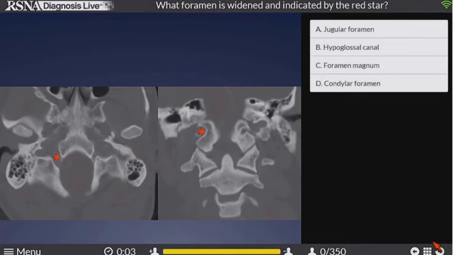So I'll show you this image first from a CT examination. Axial and coronal image here. What foramen is widened and indicated by the red star? There are a lot of bird fans in the audience. Jugular foramen, hypoglossal canal, foramen magnum, or the condylar foramen?